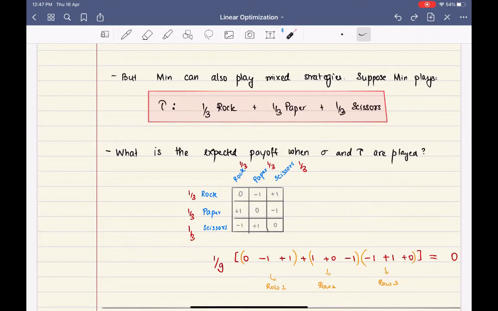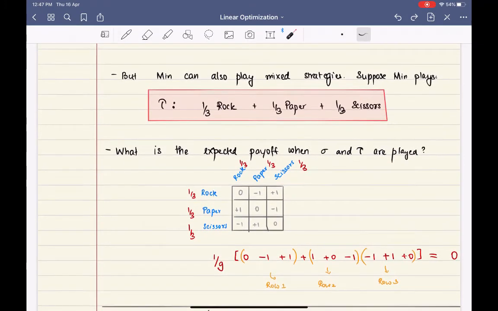Okay, so when max plays sigma, playing a pure strategy already gives 0. So mixing for min does not, at least in this form, give any gain for min. Okay, but the purpose of this example was to illustrate the notion of mixed strategies, and when players play mixed strategies, how do we compute the payoff? So you just need to see the probability of hitting each cell and multiply with the corresponding payoff.